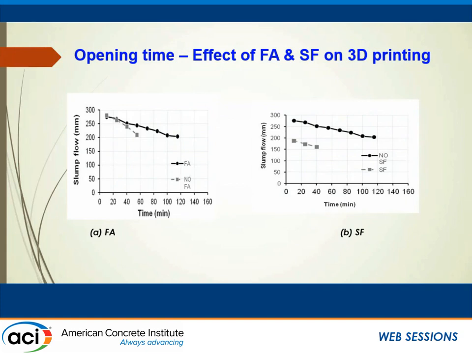And the most important thing also is the opening time, and that one is very important to look at. Every 15 minutes, we take the mix and we try to extrude it to look at how far we can use this mix. You can see here, this is the mix with fly ash and that one without fly ash. The fly ash stops here somewhere, so 60 minutes, and with fly ash, it keeps going. We can extrude it more.